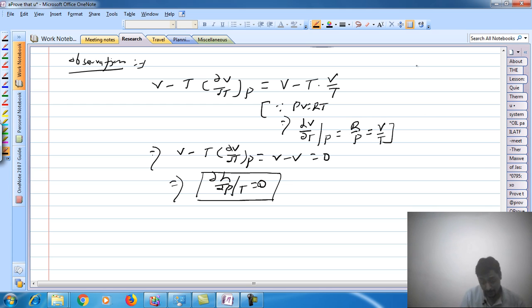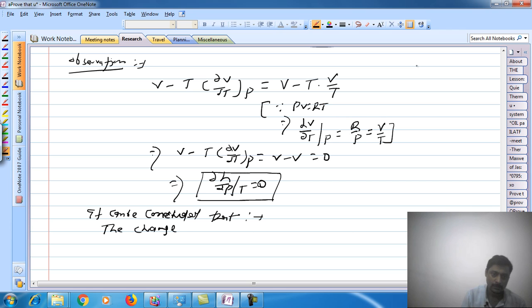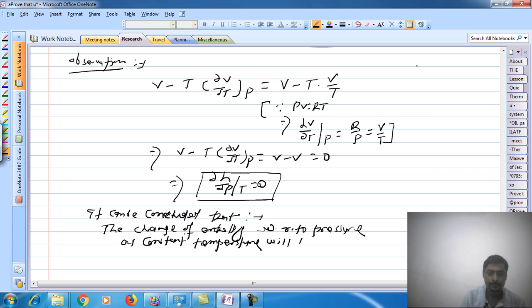After looking carefully at this derivation, we can conclude that the change of enthalpy with respect to pressure at constant temperature will be 0. Okay, this is a very important observation.